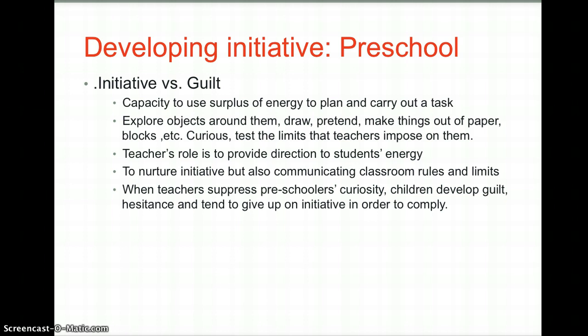But the teacher's role in this age group is to provide directions for that energy. So not to stifle the energy, but to direct it and provide direction for them. You have to be able to nurture initiative, but also communicate classroom rules and limits. The problem comes when teachers suppress preschoolers' curiosity. Children develop guilt, hesitation, and they tend to give up on initiative in order to comply. So we get compliant beings, but they're not developing that initiative to be curious and to look at the world around them and to try out new roles and try out new things. It's a very, very delicate developmental stage in children's lives, because if they're stifled or suppressed at this age, it's very difficult to overcome that as they move on.